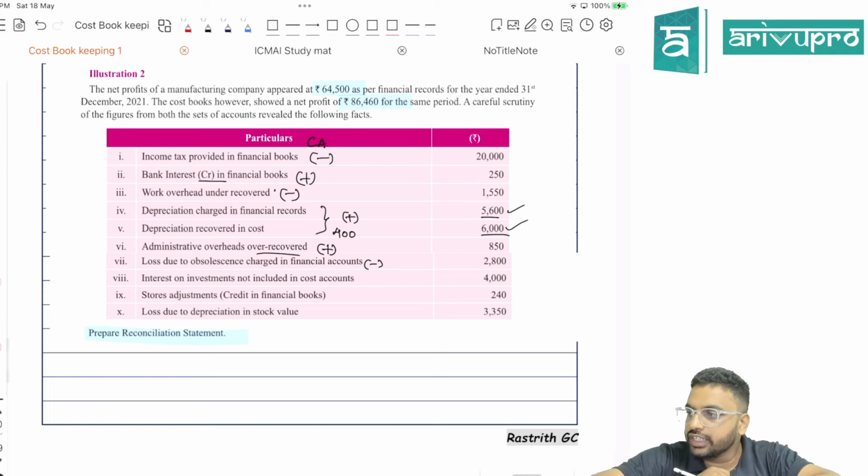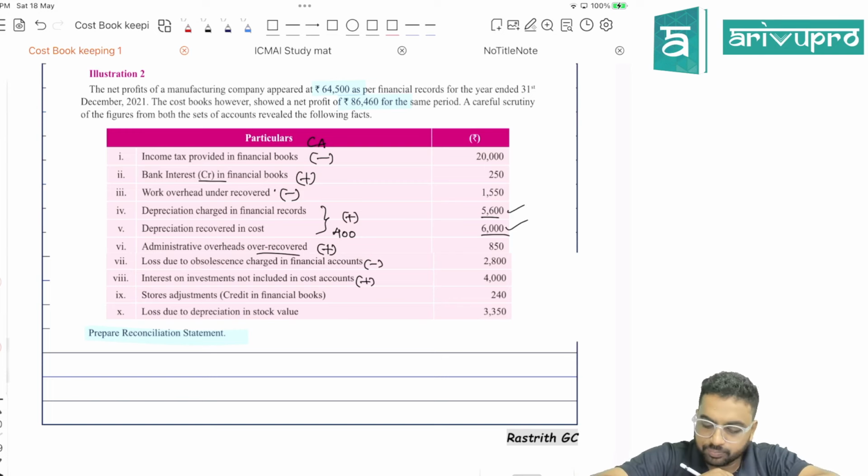Okay. Interest on investment not included in the cost accounts. There is some interest on investment, sir, that is not included in the cost accounts. In the financial books it is included, which means profit increased. In cost it is not included. What should you do, sir? Add it to the profit, sir.